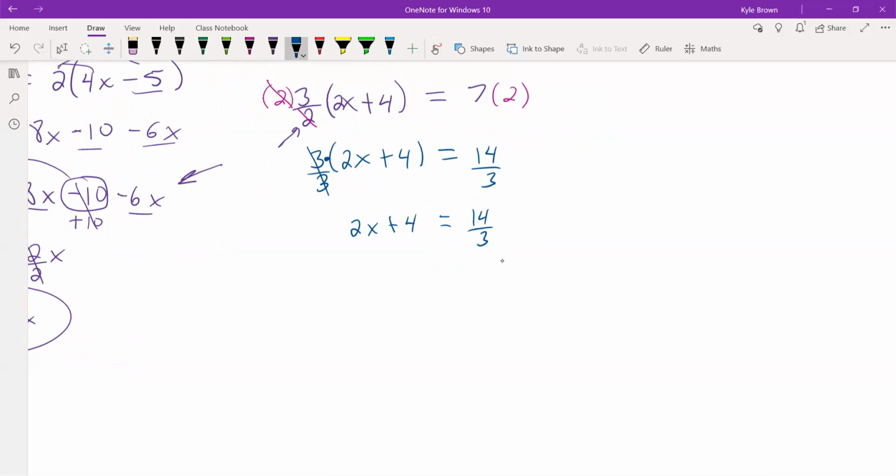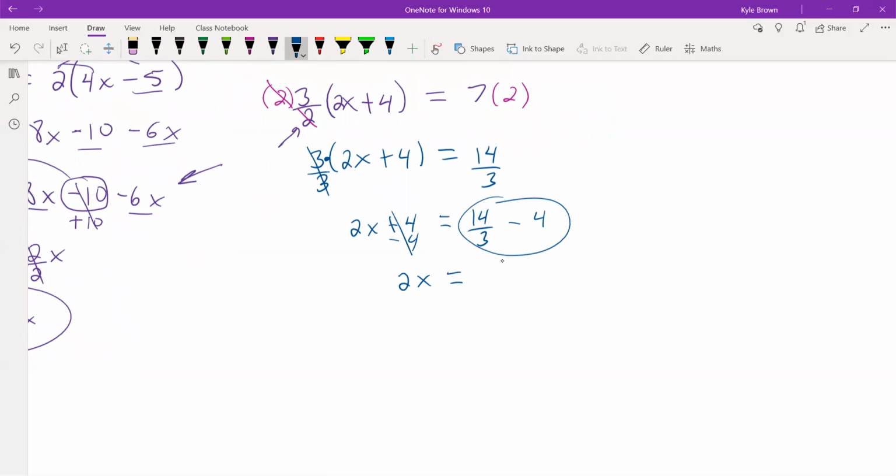So now I've got to get rid of that 4 and I've got to get rid of that 2. Remember, this is the first one to go. It's farther away from the x. So I'm going to subtract 4 from both sides. So minus 4 and minus 4. All right, so here's our issue. Now we've got 2x is equal to, I've got to add this fraction.